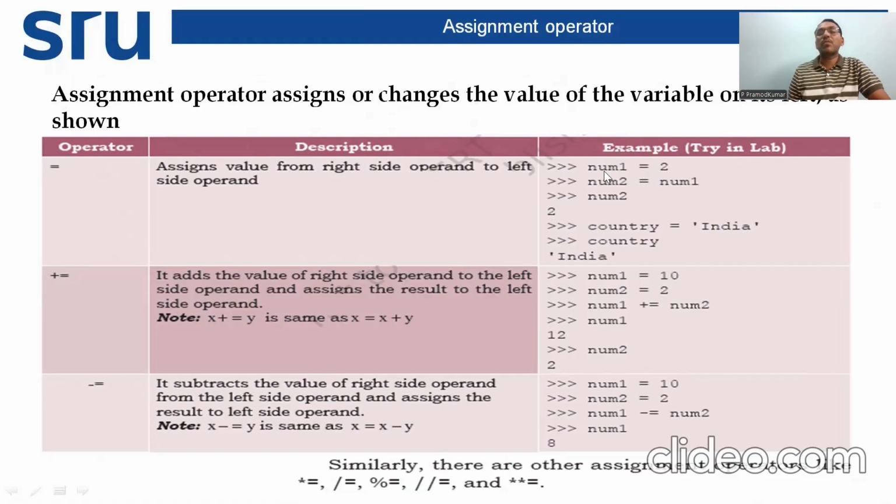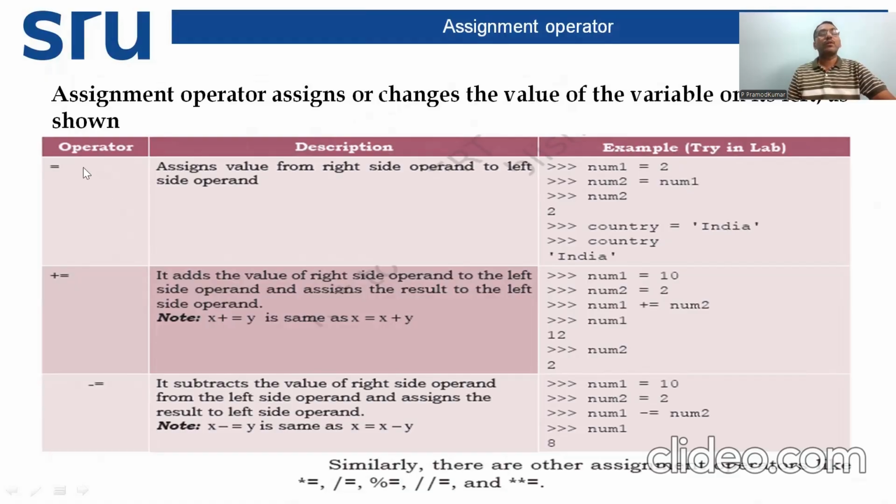In this case, number 1 equals 2 means 2 as a value is assigned to a variable called number 1. From now on, whenever I use number 1 in an expression, that represents the value 2. That's the meaning of it. Then number 2 equals number 1 means whichever value is assigned to number 1 will be copied into number 2. Right? That means both are pointing to the same value now. Then another example, country is a variable. To that I am assigning India as a string. Then when I print country, it automatically prints India.